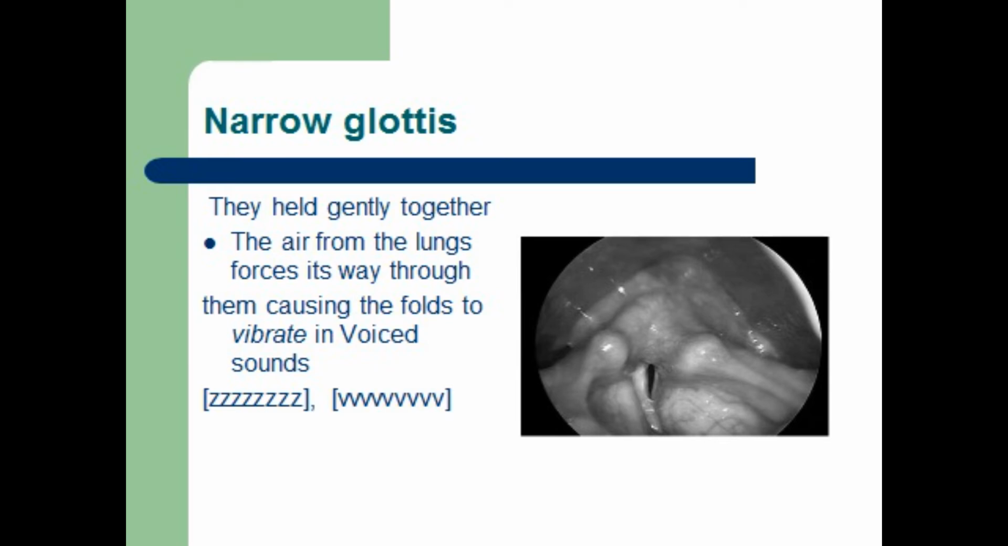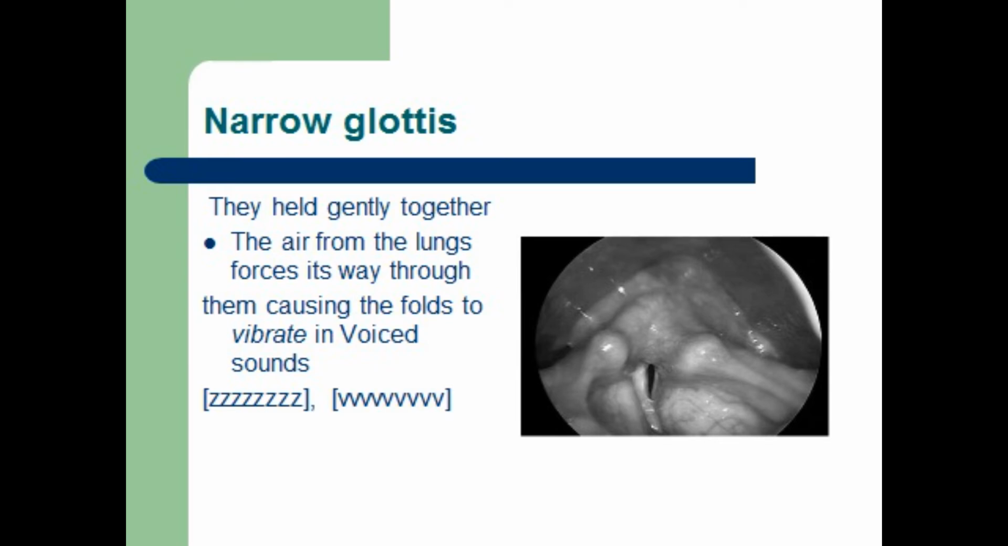You can sense that there is no vibration of the vocal folds. Now we come to the second state of the vocal folds, in which they are held gently together, and the air from the lungs forces its way through them, causing the folds to vibrate. And this is the state of voiced sounds. The voiced sounds are produced in this way.